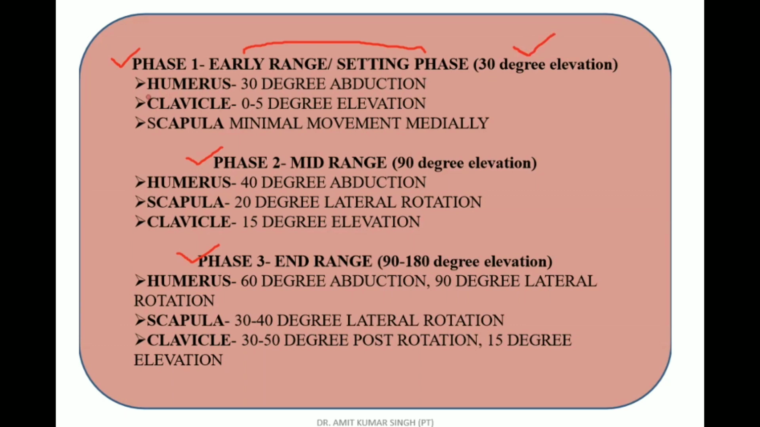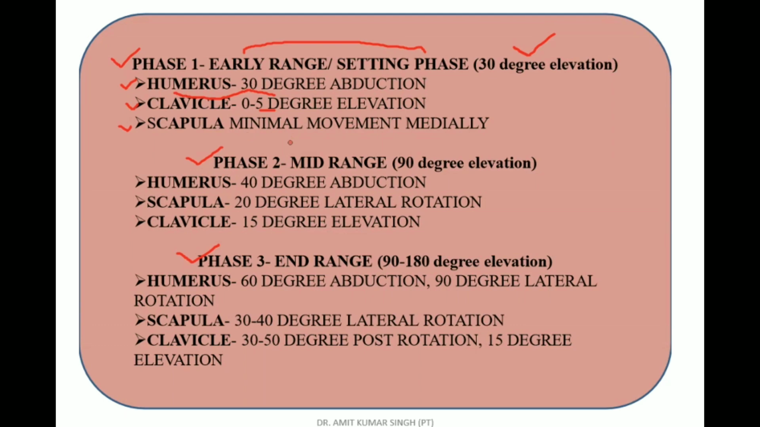Now what are the contributions of the three different bones, that is the humerus, clavicle and scapula. In the first phase, the humerus is going to contribute around 30 degrees of abduction. The clavicle is going to contribute about 0 to 5 degrees of elevation, and on the scapula side there will be minimal movement on the medial border.